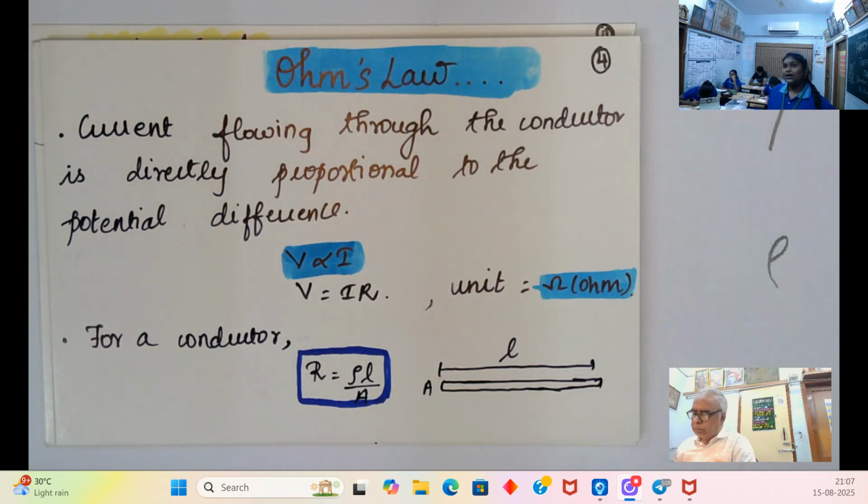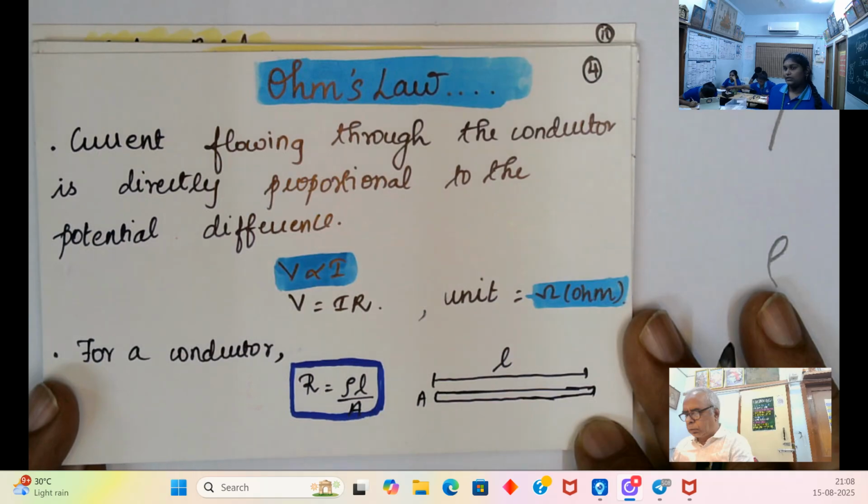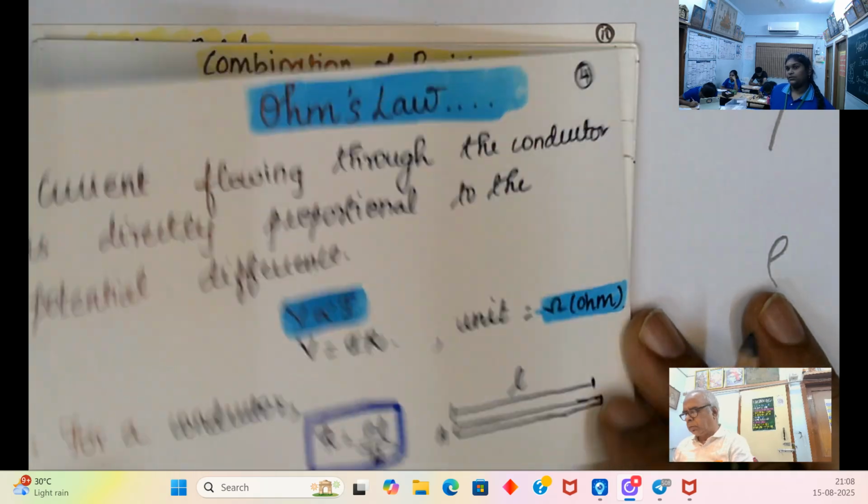Then comes Ohm's law. Current flowing through the conductor is directly proportional to the potential difference. V is directly proportional to I. To remove that proportionality symbol, we are introducing R, resistance. Unit is ohm. For a conductor, R is equal to rho L by A.